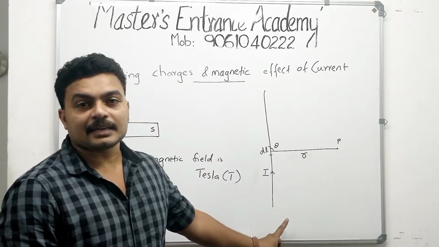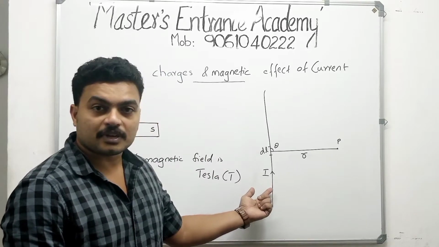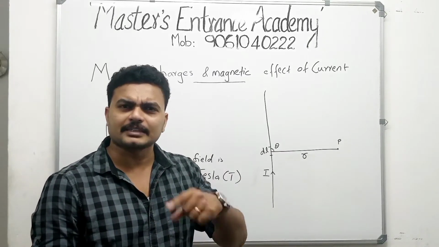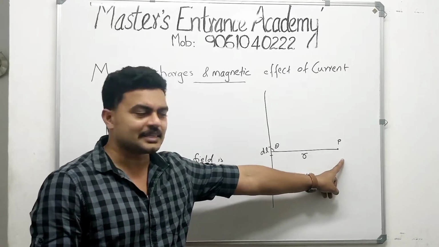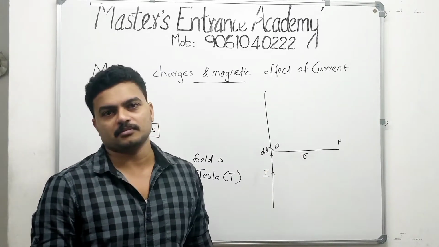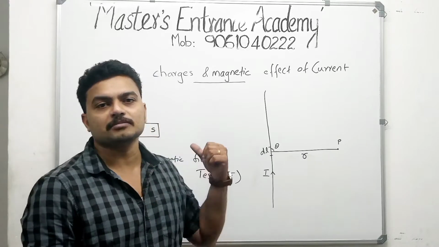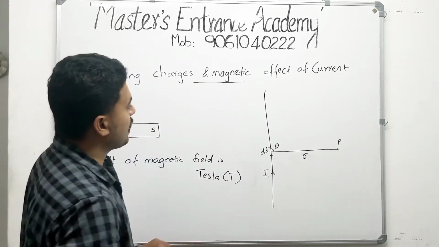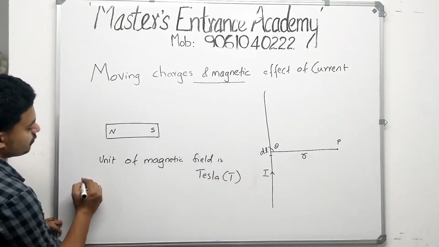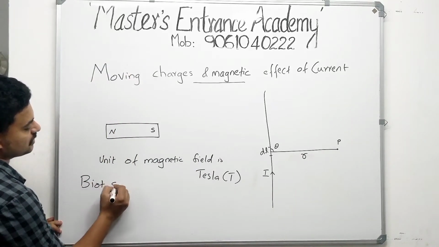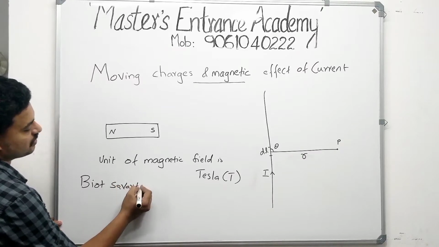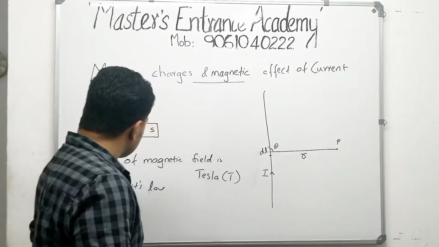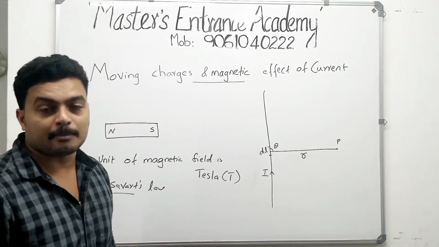Consider a current carrying conductor carrying I amperes of current in this direction. We have to find the magnetic field at a point P, which is at distance r from the conductor. This is one of the famous laws in moving charges and magnetism, that is Biot-Savart's law. The necessity of this law is to calculate the magnetic field.